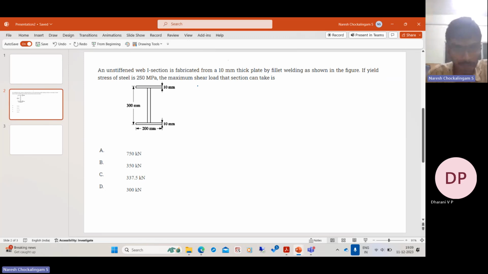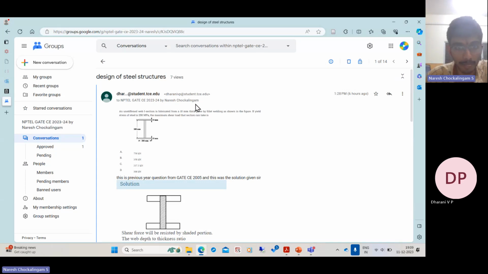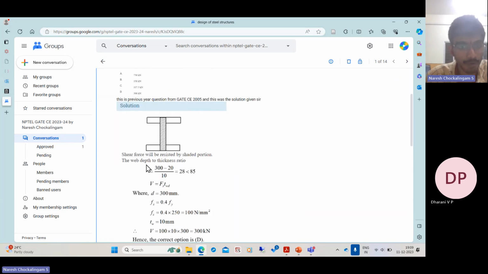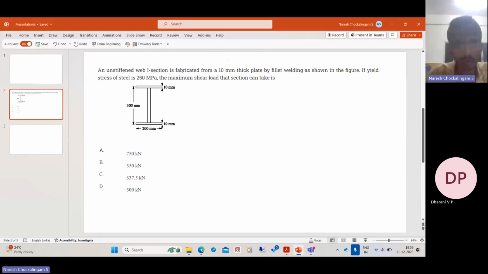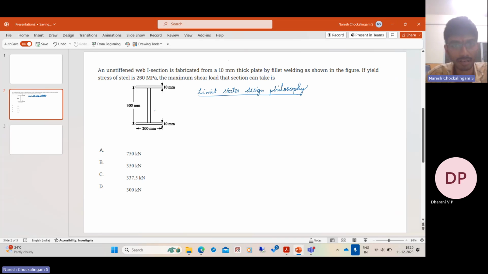So the student has asked to solve it as per IS 800:2007. Yeah. So this solution is probably according to IS 800:1984. As per the new code, we follow the limit states design. And first, let us look at what the possible failure modes are for this.